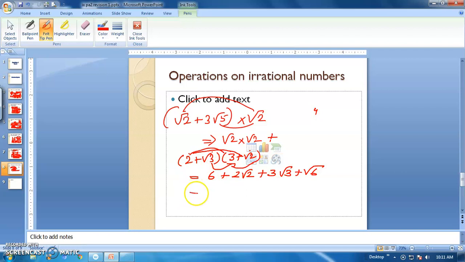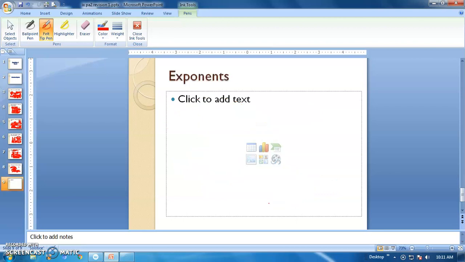Or you can do one thing. So 6 plus 2 root of 2 plus 3 root of 3. Can you split this root of 6 into root 3 into root of 2? Whatever it is, it is not possible to simplify. You can keep it as it is. So that is the procedure for the product of two irrational numbers. And then look at the next one, exponents.